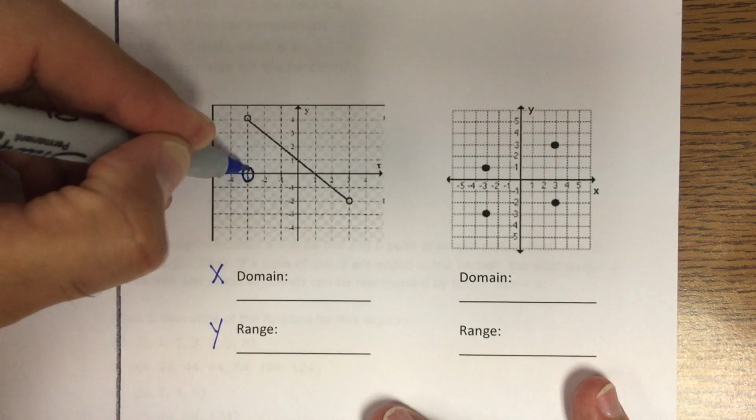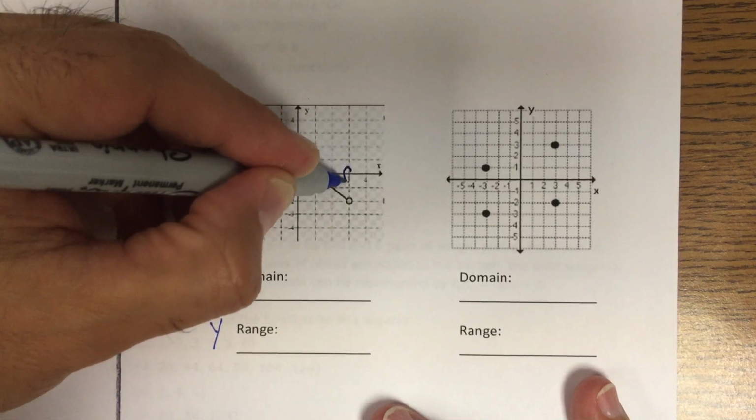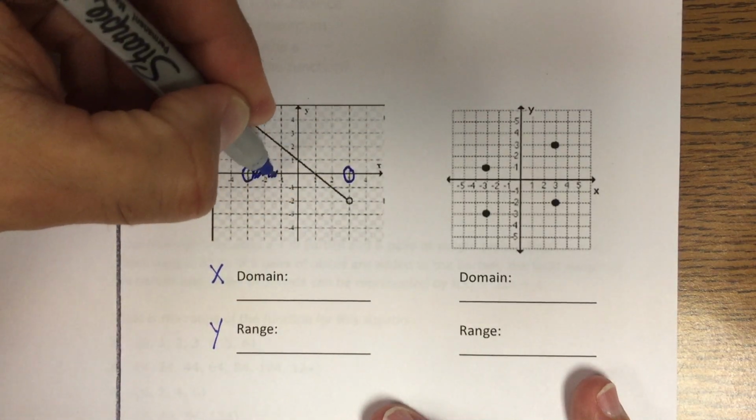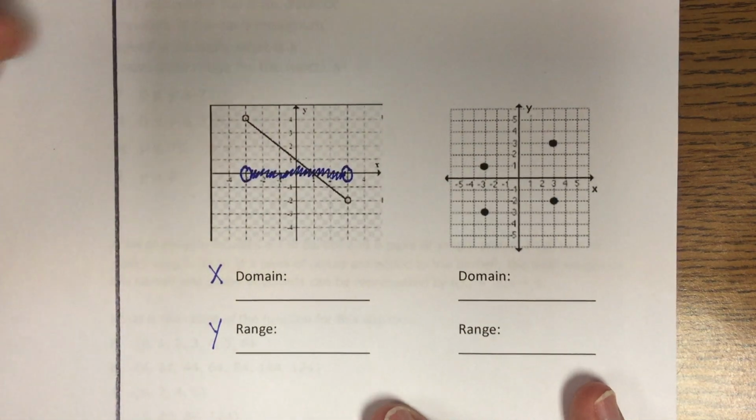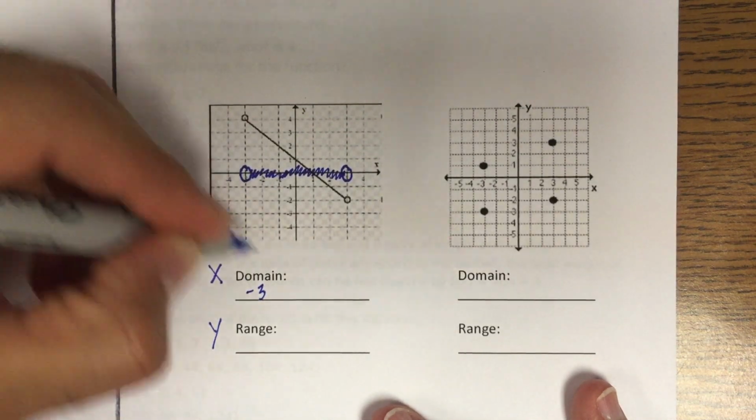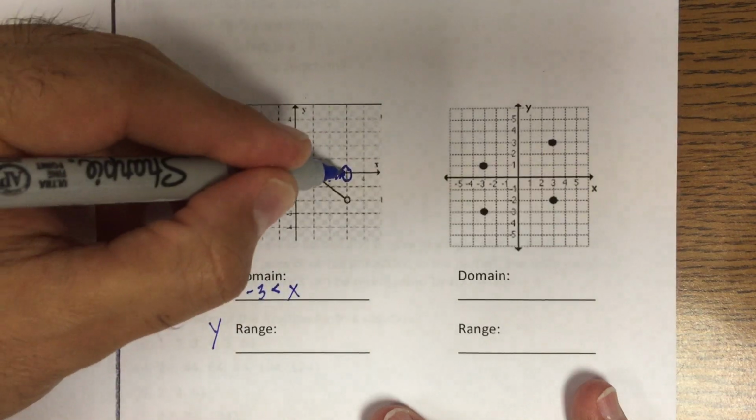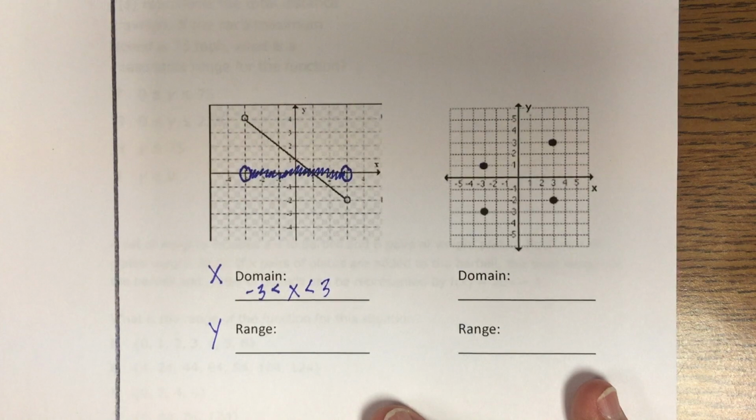Open dot at negative 3, open dot at 3, and then the line goes all the way in between. So my domain is from negative 3, open dot, is less than x, open dot, less than 3.